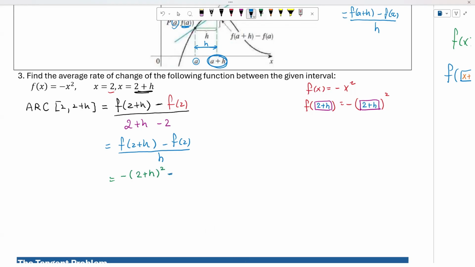Then we subtract. How about f of 2? It will be negative 2 squared, right? And then everything over h.